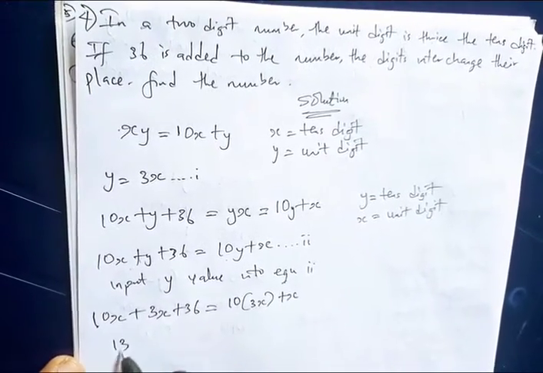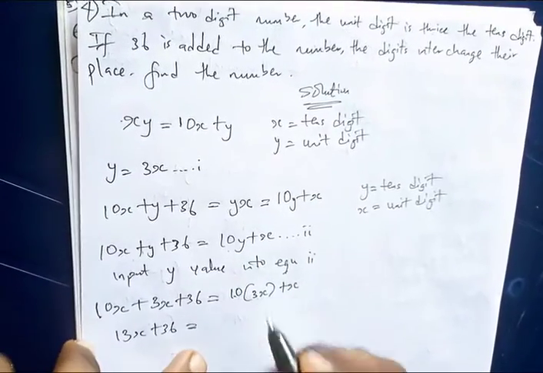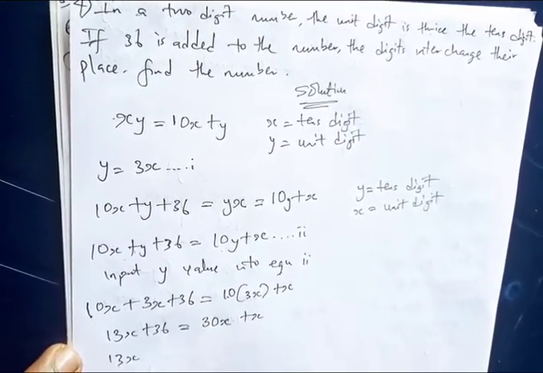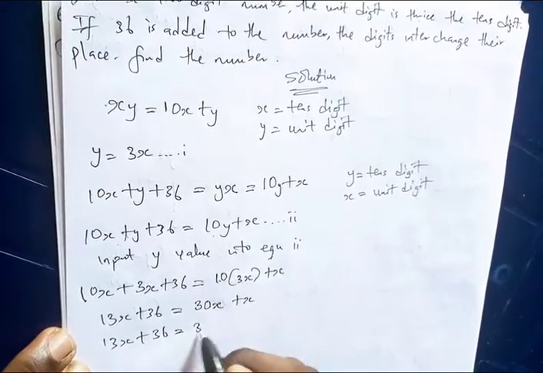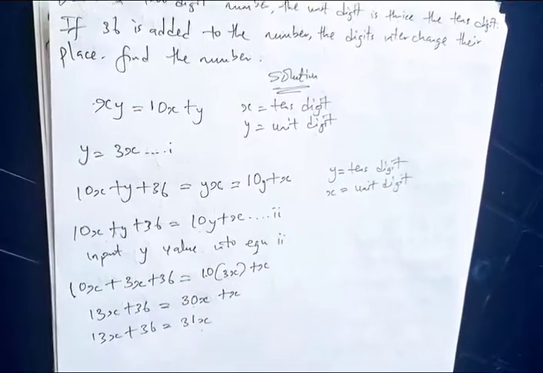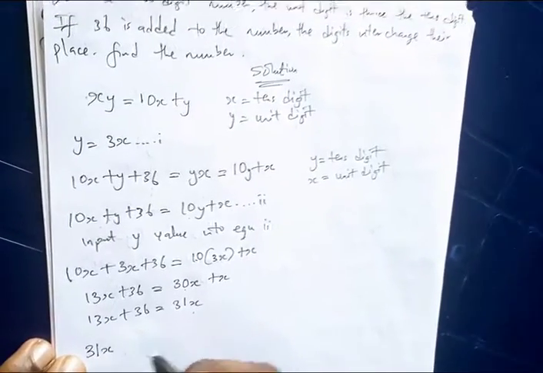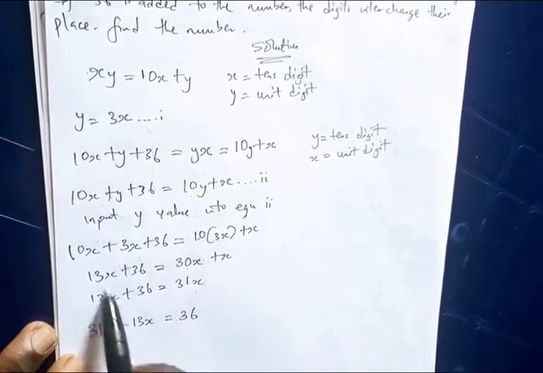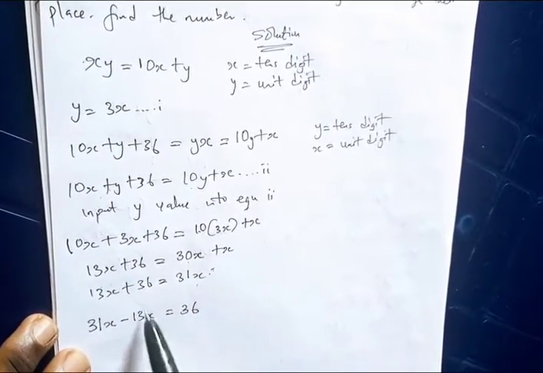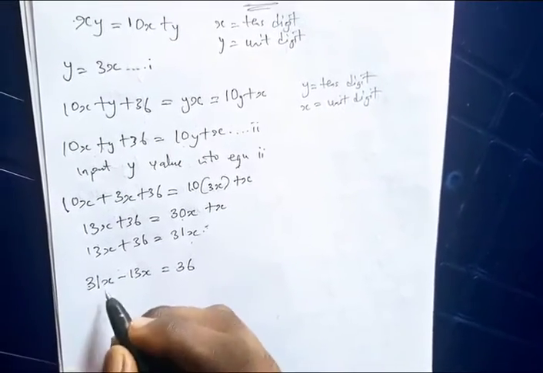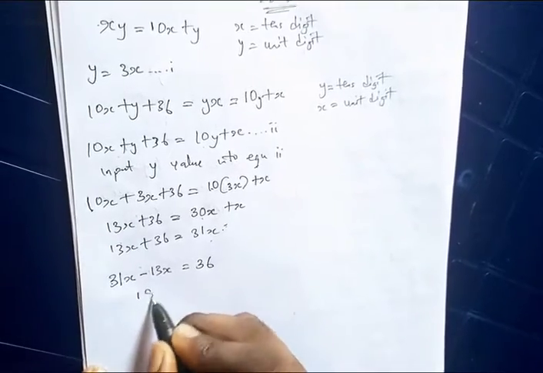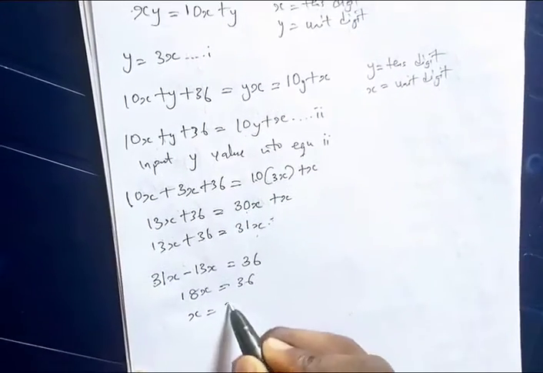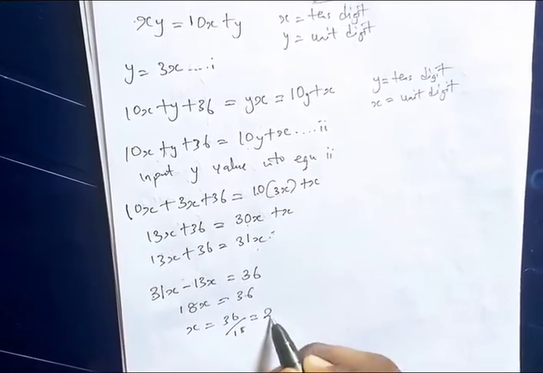This leaves me with 13x plus 36, which is equal to 10 times 3x, which is 30x, plus x. So 13x plus 36 is equal to 31x, because 30x plus x is 31x. So I can rewrite this as 31x minus 13x is equal to 36. What I just did was to take my 13x above the equality sign, and it becomes a negative 13x. So 31x minus 13x, we have 18x equal to 36. So my x is equal to 36 divided by 18, which is 2.